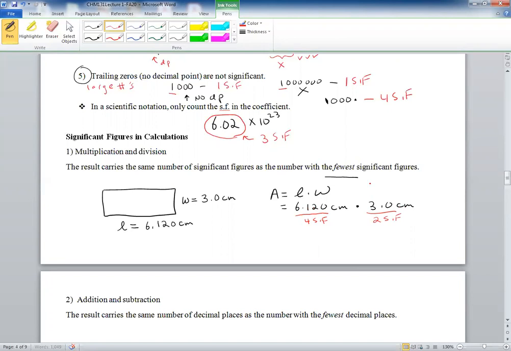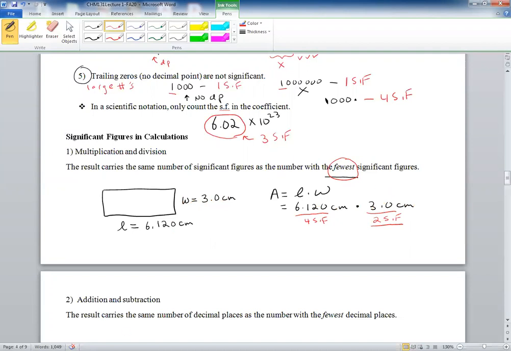So what do I have to go by? Well, the keyword here is the fewest. That means I have to go with 2 significant figures. Why? Simply, your width is less certain than your length. And you cannot simply, in your answer, assume more certainty than your less certain value, which is the width. If I were to go with 4, then I'm actually saying that the width should have also 4 significant figures. So again, that is not allowed.